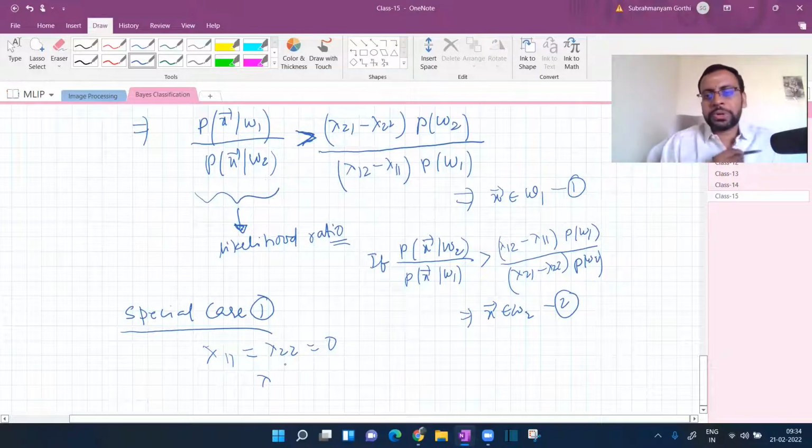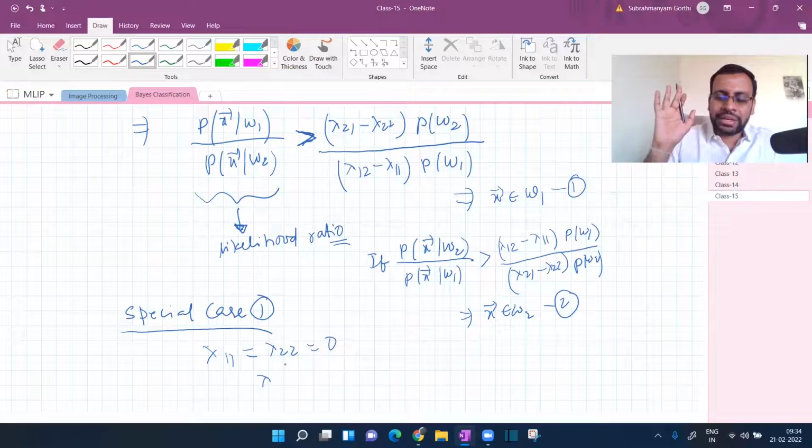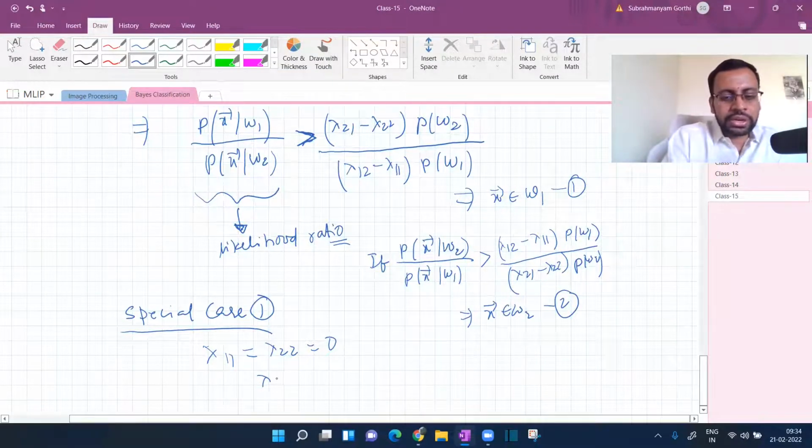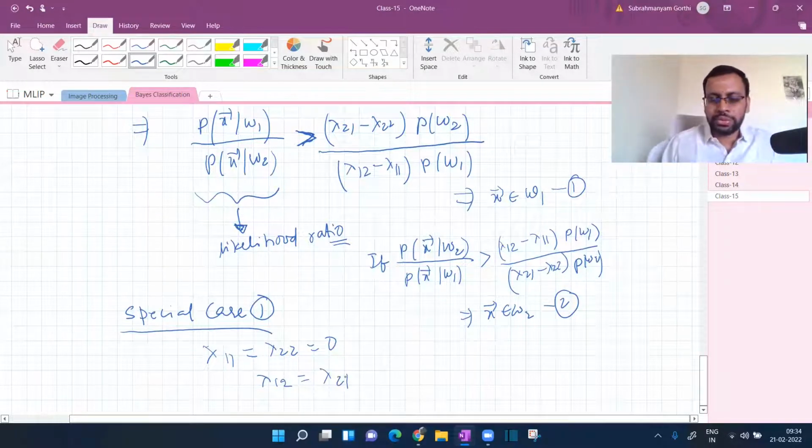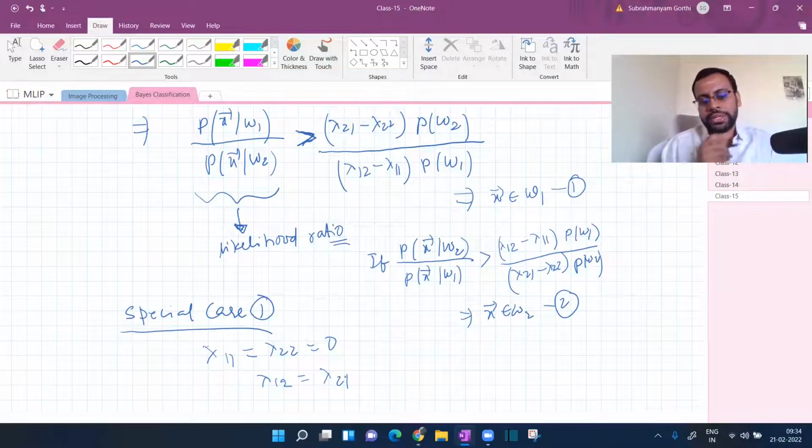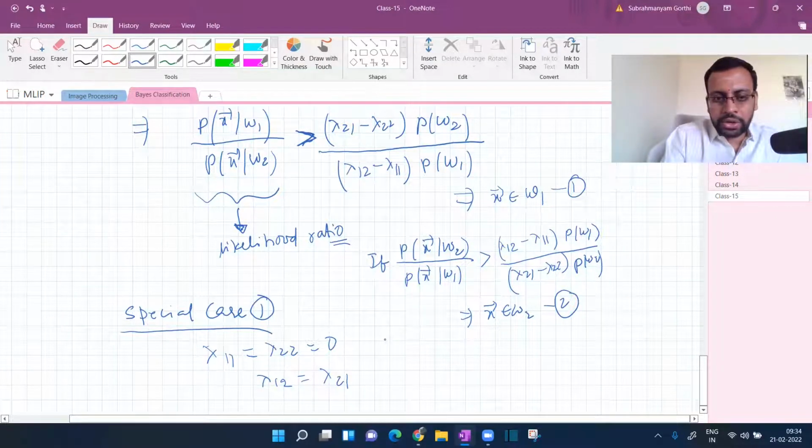Correct. Just consider the possible ij values also. Because we already limited ourselves to just 2 classes now, can you tell me in that case? Lambda ij is equal to lambda ji, which eventually boils down to lambda 12 equal to lambda 21. Is it not? Yes, sir. Good.